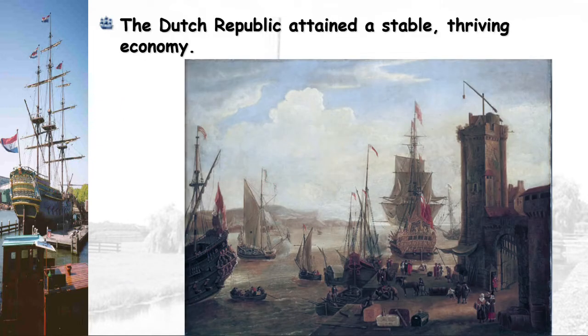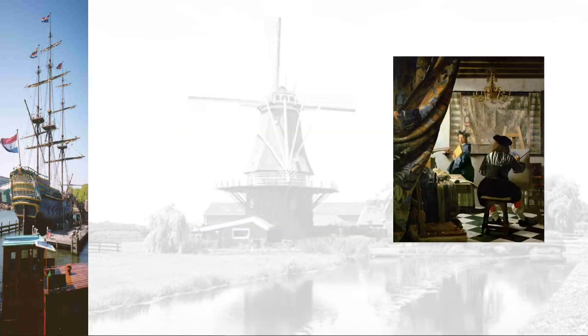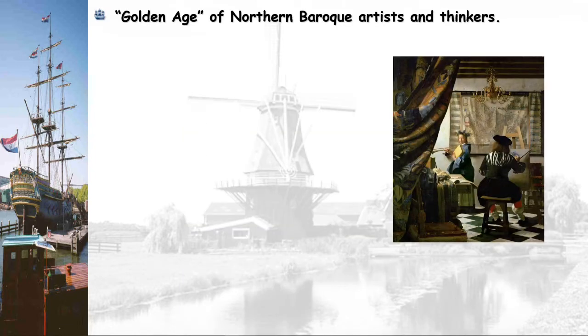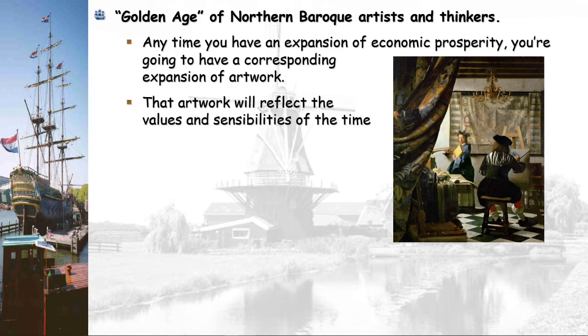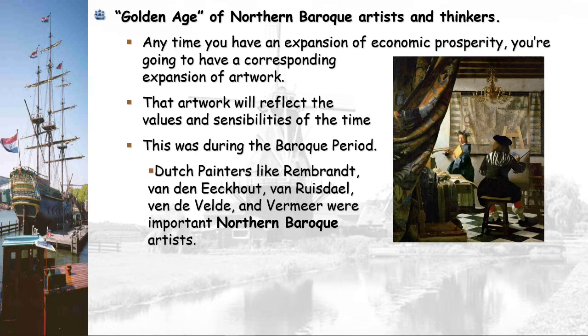The Dutch Republic attained a stable, thriving economy. The golden age of Northern Baroque artists and thinkers. Anytime you have an expansion of economic prosperity, you're going to have a corresponding expansion of artwork. And that artwork will reflect the values and sensibilities of the time. And this was during the Baroque period, of course.